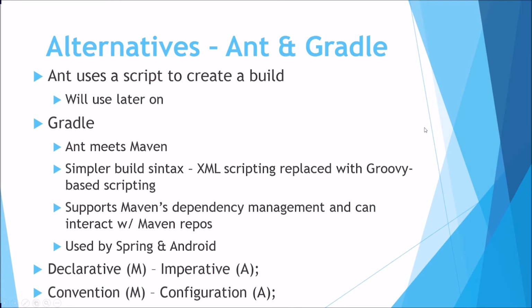We mentioned alternatives to Maven, so what are they? We have Ant and Gradle here on the screen. I've used Ant, never used Gradle, hoping to later on. Gradle, we can think of as a combination or a synthesis between Ant and Maven. It simplifies our build syntax by eliminating XML scripting and replacing it with Groovy-based scripting. It supports Maven's dependency management and can interact with Maven repositories. It's used by Spring and Android. We're going to take a look at Spring later when we're creating RESTful services for our web application.